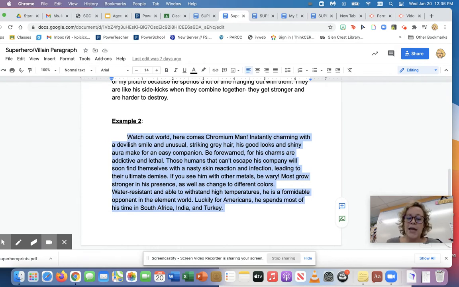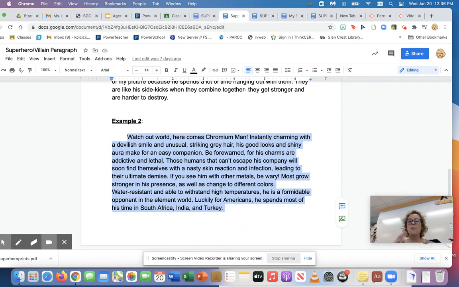I said, watch out, world. Here comes Chromium Man. Instantly charming with a devilish smile and unusual, striking gray hair, his good looks and shiny aura make for an easy companion. Be forewarned, for his charms are addictive and lethal. Those humans that can't escape his company will soon find themselves with a nasty skin reaction and infection, leading to their ultimate demise. If you see him with other metals, be wary. Most grow stronger in his presence, as well as change to different colors. Water resistant and able to withstand high temperatures, he is a formidable opponent in the element world. Luckily for Americans, he spends most of his time in South Africa, India, and Turkey.